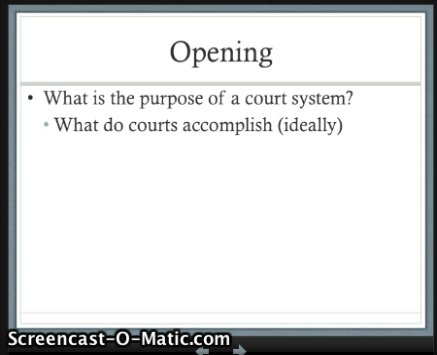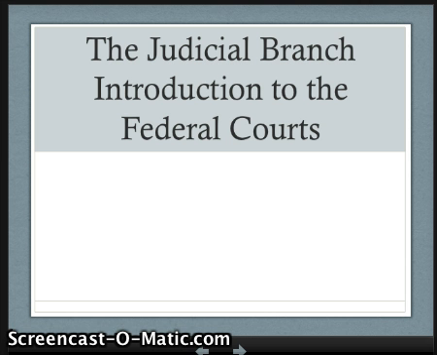All right, so the first question here that I want you to answer in your notes for yourself and think about is, what is the purpose of a court system and what do courts accomplish ideally? Today's notes are going to be about the judicial branch, and this is an introduction to the federal court system. This will be our final unit.